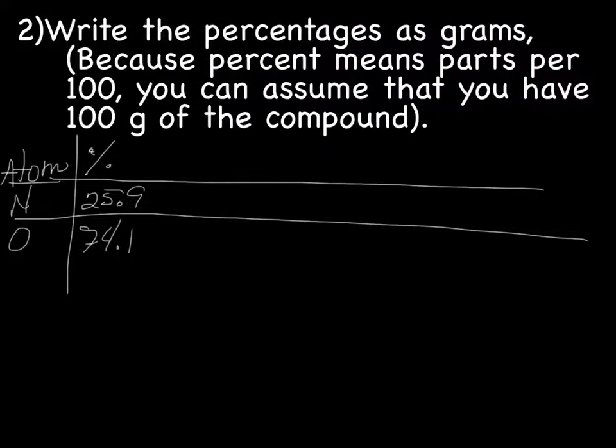Okay, the second step really goes along with the first step. It says to write the percentages as grams. Because a percentage means part per 100, we can assume that we have 100 grams of the compound. And instead of calling this, for example, 25.9% or 74.1%, we'll call it 25.9 grams or 74.1 grams. So that part should be pretty easy.